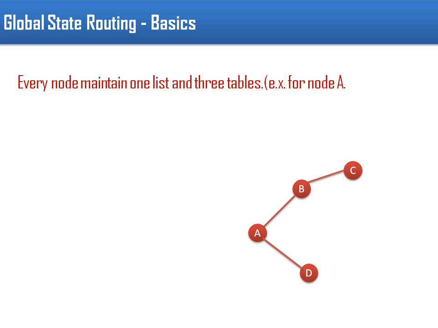So we are assuming this network. Let's say we have a simple network. Node A will have an adjacency list. This list will store neighbors: which nodes are neighbors of node A? Node A has two neighbors, B and D.